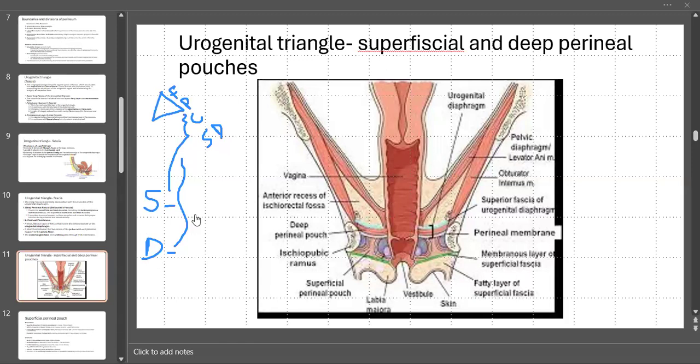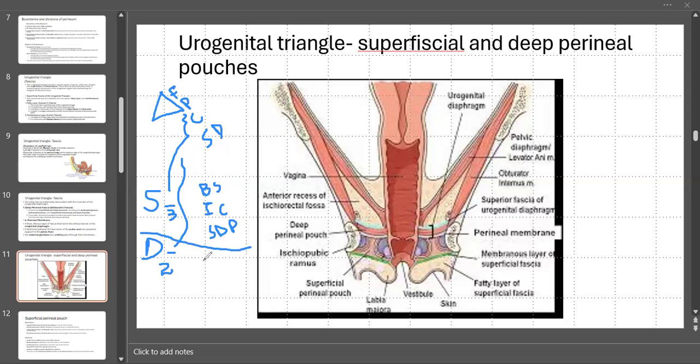So here I want you to learn the main three muscles in the superficial compartment, and I will tell you to learn two names in the deep ones. If you learn these total five, you are good. So bulbospongiosus, ischiocavernosus, and superficial transverse muscles. I'm showing you a picture showing all these three. Then you will understand better. But for now, learn these three names.